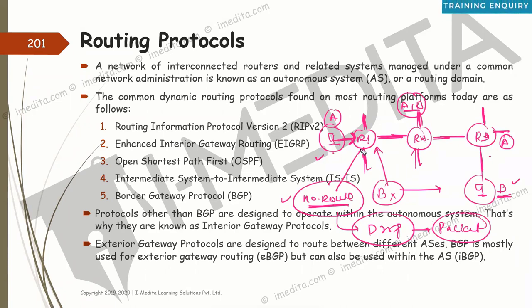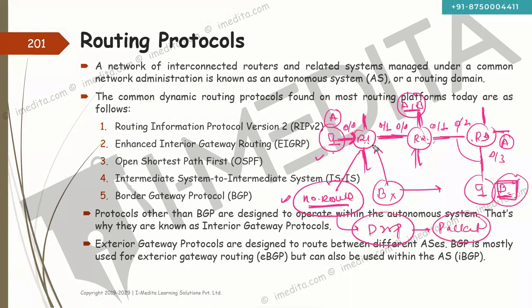So in short, in order for the router to route the packet from one interface to another interface, there has to be a route in the routing table. This router must know that in order to reach this destination, the packet has to move from this interface to this interface. Then this router must know that in order to reach this destination, the packet has to move from this interface to this interface. Then this router must know that in order to reach this destination, the packet has to move from this interface to this interface.